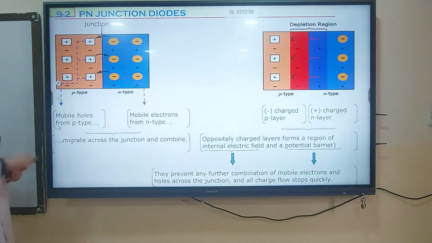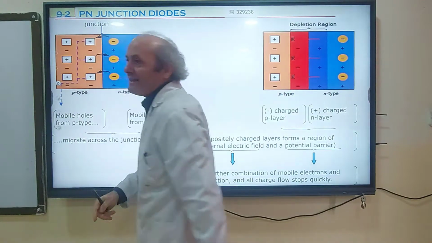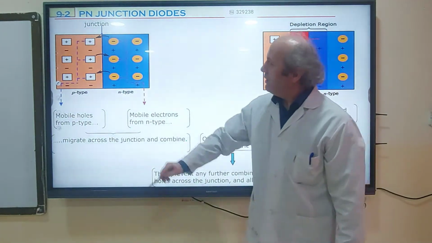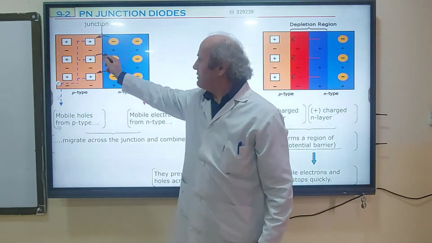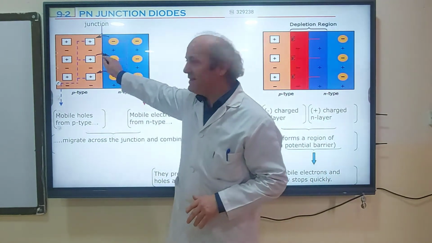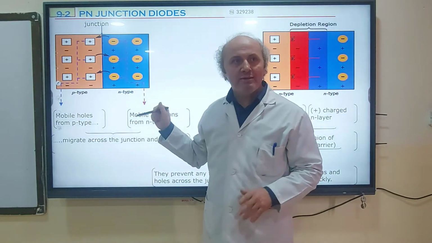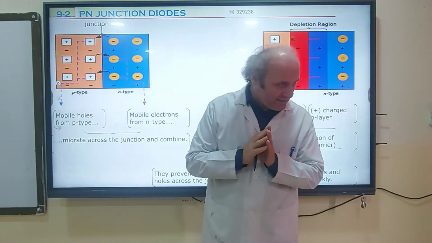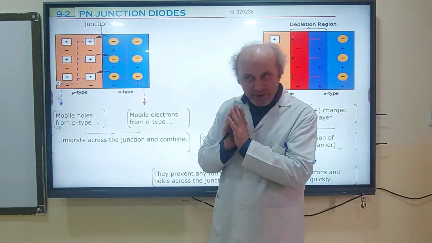Let's combine and see what happens. When we combine this p-type and n-type semiconductor, the border where they combine is called the junction. This border is the junction. This is called a p-n junction. P and n meet each other and make a p-n junction.